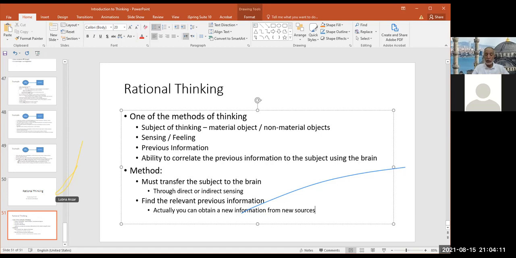So now I have to transfer the subject to the brain. I have to use direct or indirect sensing, which means I know what the subject is. That's the idea: I have to know what the subject is.